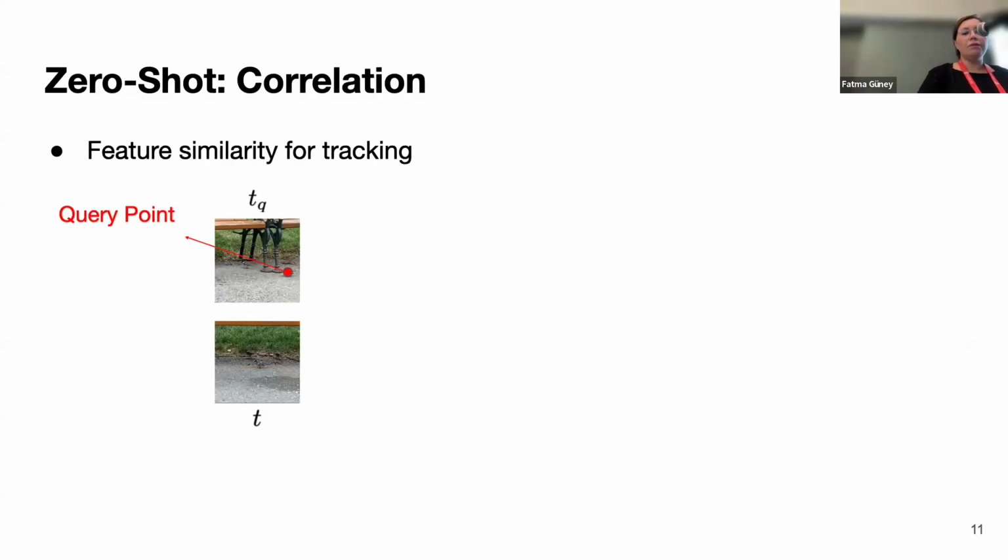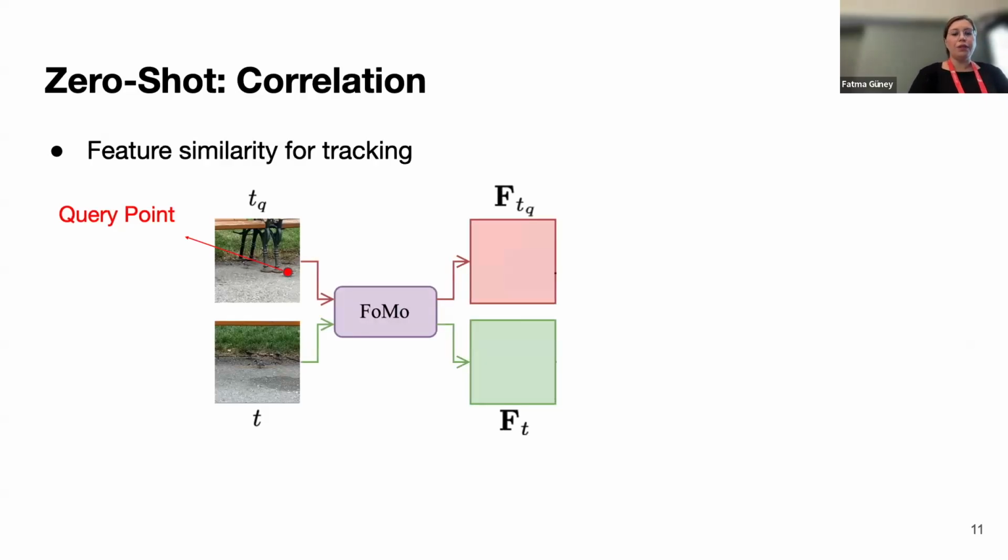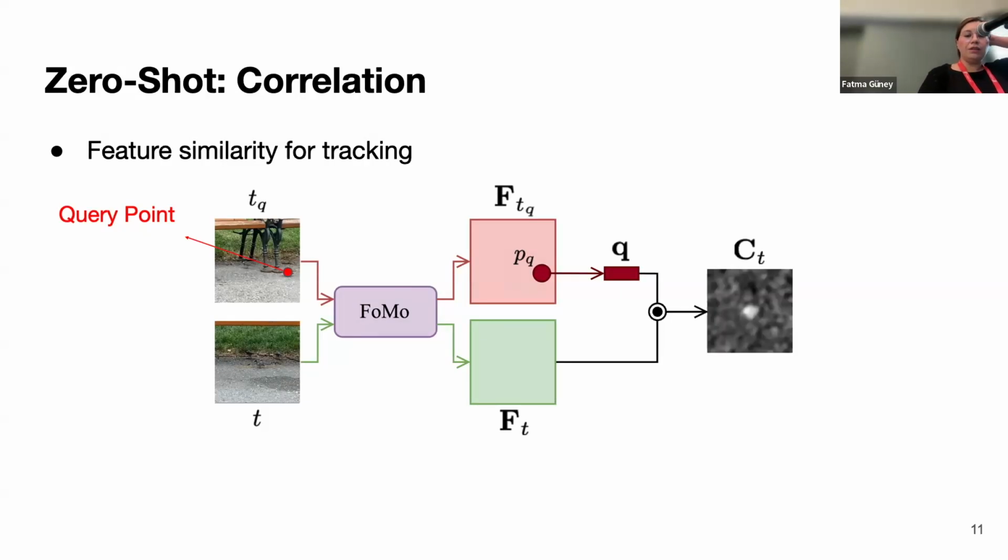We take these two frames and encode them with the foundation model and obtain the feature maps, capital F, for each frame. Then we extract the query feature Q using bilinear interpolation on the query frame's features. And then we calculate the similarity of that query feature and the other frame's features F_T. What does this give us? This gives us a correlation map C_T.